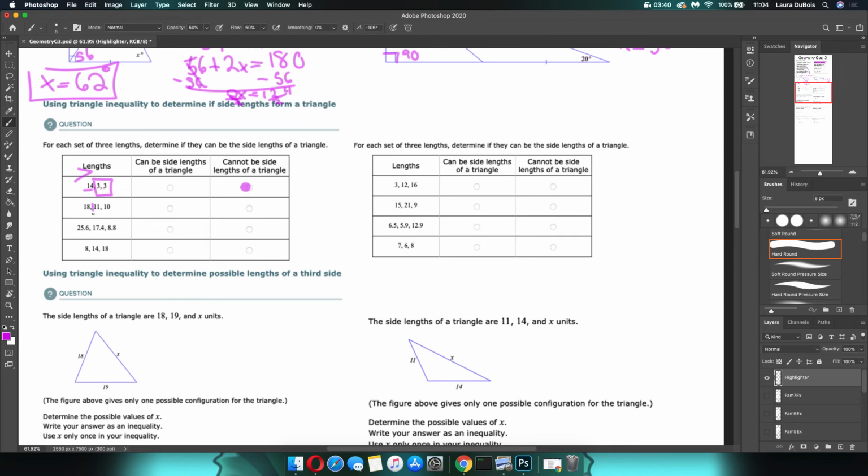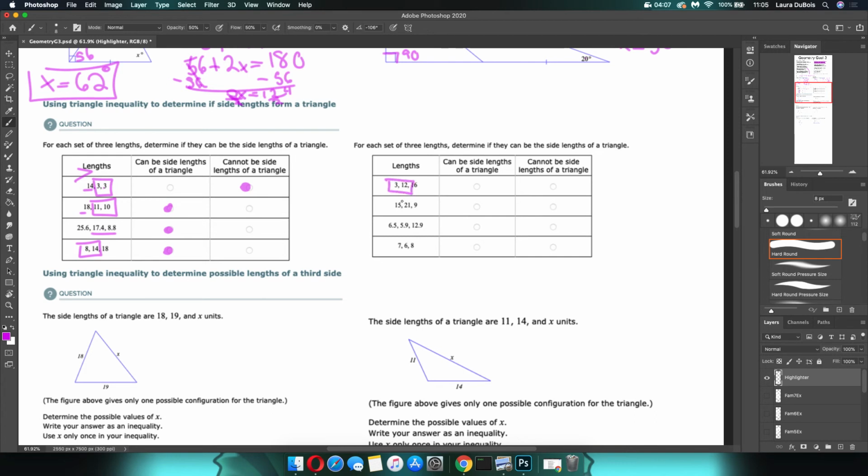Let's see here, what are my smallest ones here? 11 and 10, that's 21. Is that greater than 18? Yes, that means it can be a triangle. What are my smallest ones here? 17 and 8, so that's going to be 25.2. Is 26.2 bigger than 25.6? Yes. What are my smallest? 8 and 14, that's 22. Is 22 bigger than 18? Yes. And that's all you're doing.